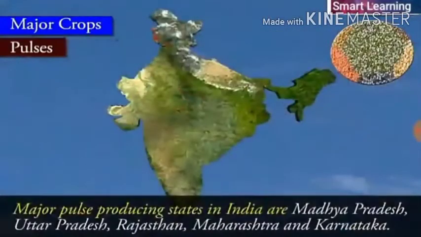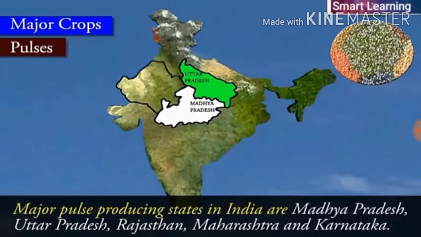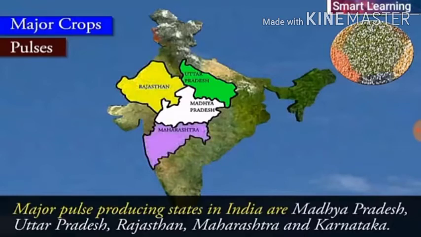Major pulse producing states in India are Madhya Pradesh, Uttar Pradesh, Rajasthan, Maharashtra, and Karnataka.